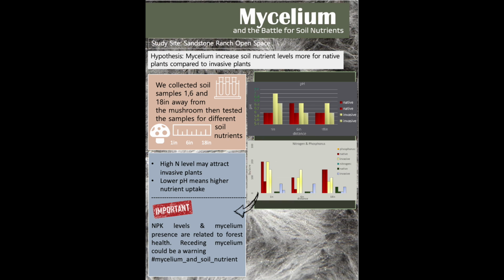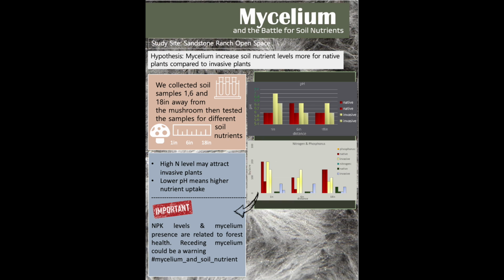We collected data from Sandstone Ranch by finding 4 sites of the native or invasive plants with mycelium. At each site, 3 samples were collected, and quadrat sampling was done, placing the mushroom in the center. Topsoil samples were taken 1 inch, 6 inches, and 18 inches away. NPK, soil moisture, and pH testing were done for each of the 12 samples we collected.